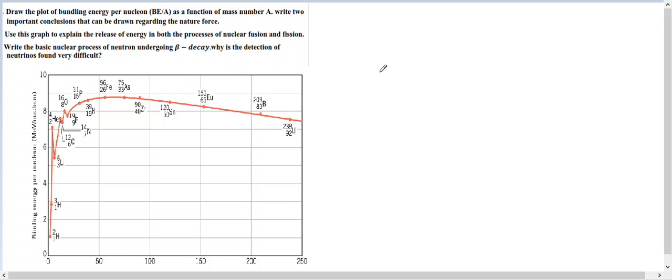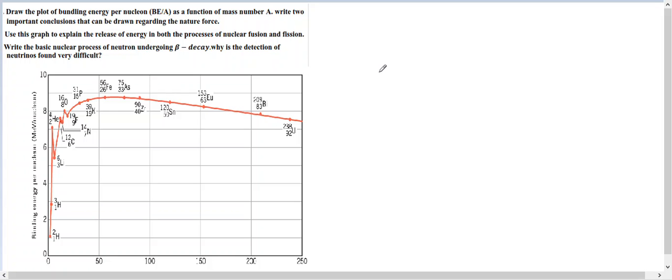Let's read a question. Now this question is having three parts. Let's go for it one by one. So let's discuss the first part first. It says that draw the plot of binding energy per nucleon as a function of the mass number and write two important conclusions that can be drawn regarding the nature of nuclear force.